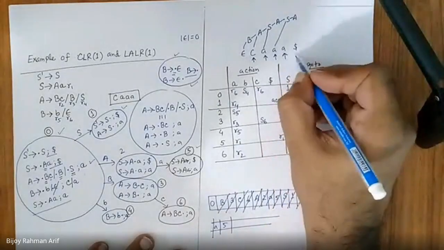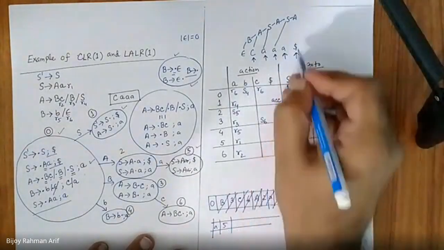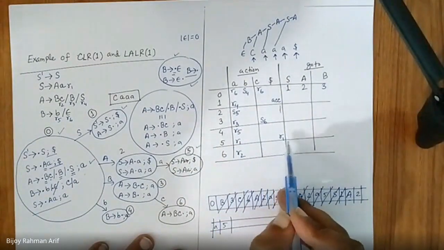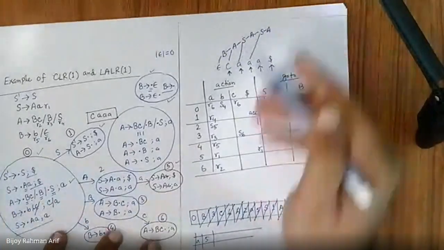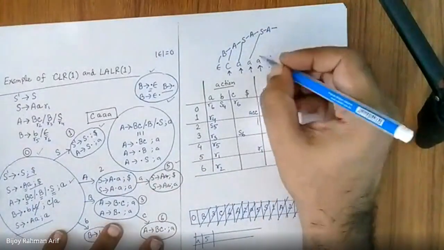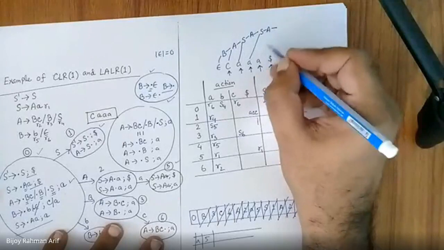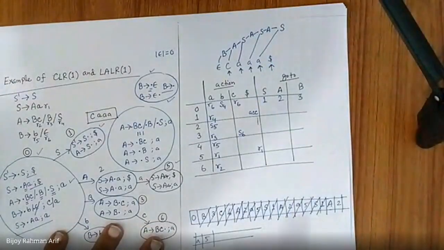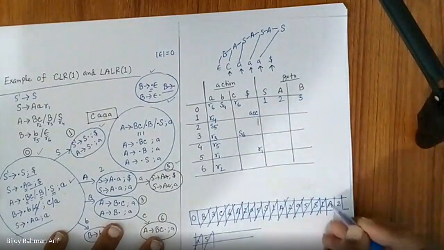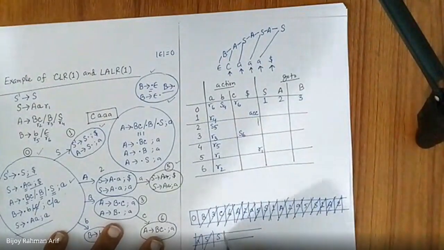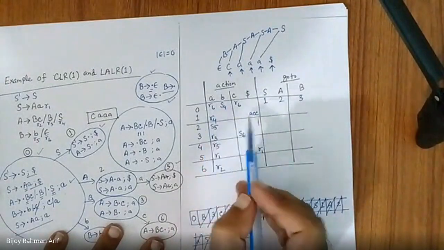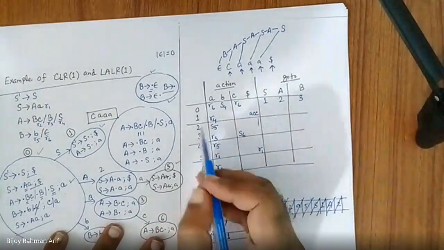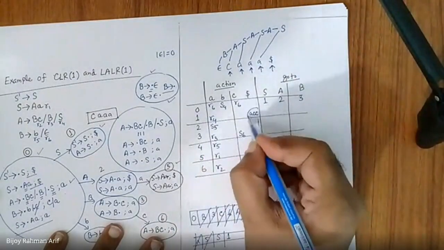Now 5 is seeing dollar. So reduce is in rule number 1. What is rule number 1? This capital A and this small a would become S. Finally, I have to pop 4. 1, 2, 3, 4. I have to push S. 0 seeing S, I'm going to state 1. Now 1 is seeing dollar. That's it.